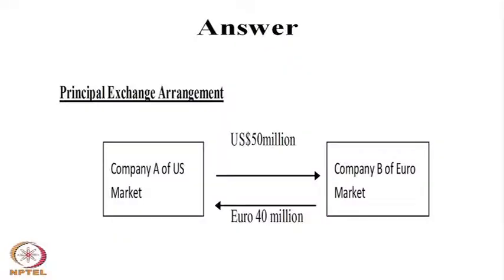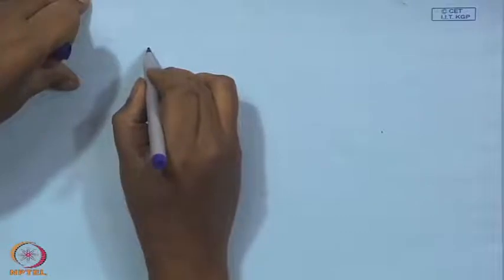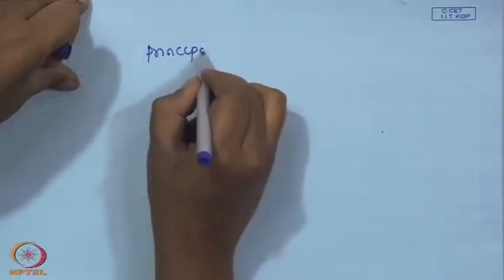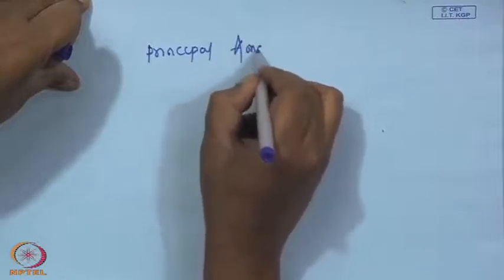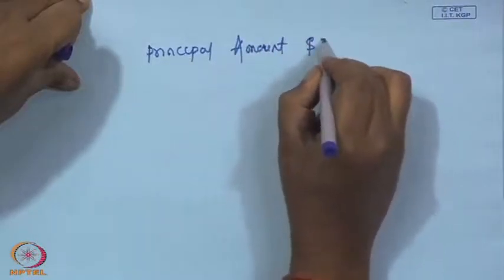Let us do the problem. First problem, transaction of currency. Company A is the US firm and company B is the euro firm. The principal amount is 50 million, so what is the equivalent of the principal? The principal amount is US dollar 50 million.